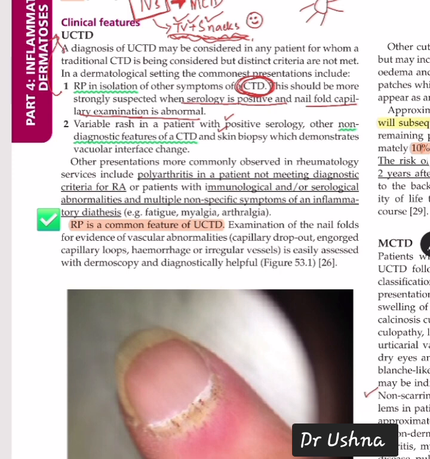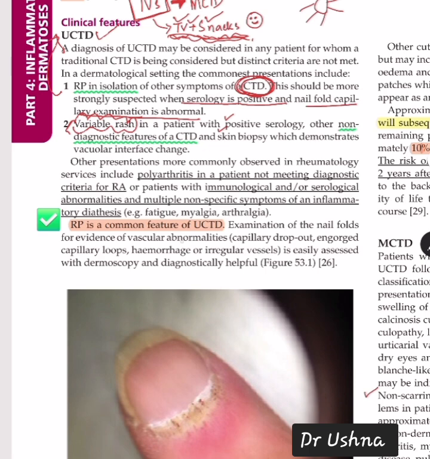Another thing is that the patient may have positive serology or skin biopsy for a specific connective tissue disease, but the rash that the patient is having is very non-specific or not fulfilling the diagnostic criteria. So again, the patient will be classified as UCTD.